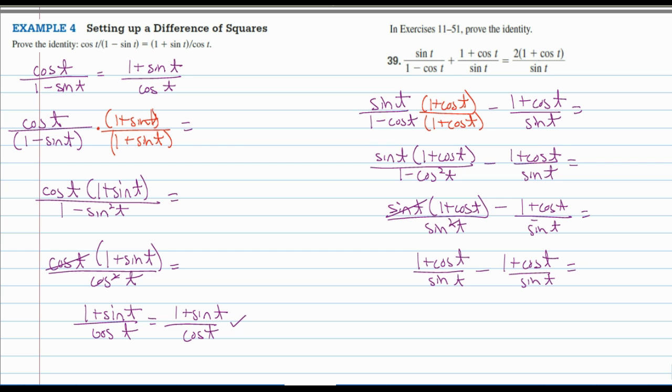Well, maybe you picked up on this, but I'm just thinking to myself, 1 plus cosine of t minus this is 0. But this is supposed to be a plus sign in all of these. Oops, my bad. So now I have 1 plus cosine of t plus 1 plus cosine of t, which is going to be 2 plus 2 cosine of t, all over sine of t, which if I factor out a 2 in the numerator, I get 2 times 1 plus cosine of t over sine of t, which is exactly what I was looking for.